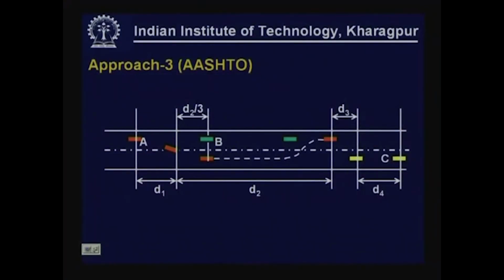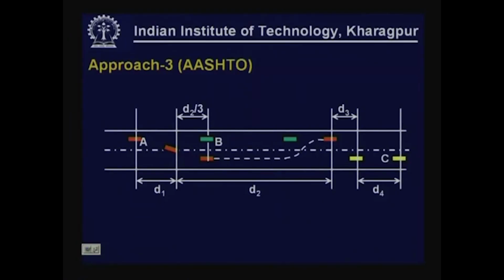D4 is the distance covered by the opposing vehicle during this overtaking maneuver. So, it is a vehicle C which is coming from the opposite direction. Now, let us see how each component, say D1, D2, D3 and D4, can be calculated.